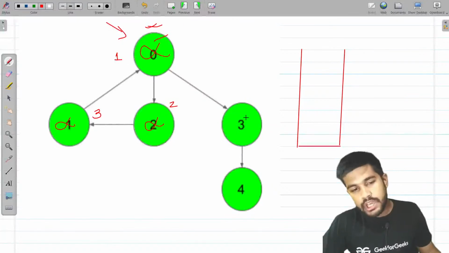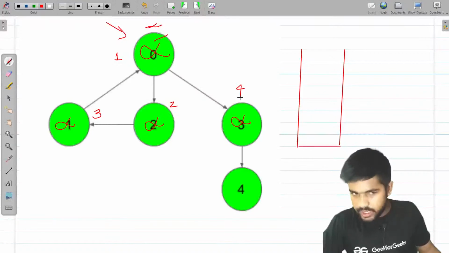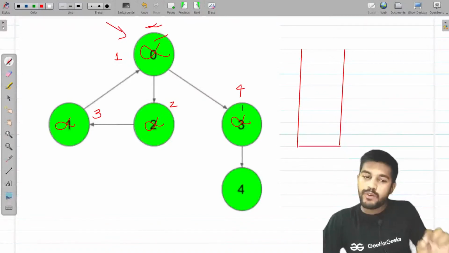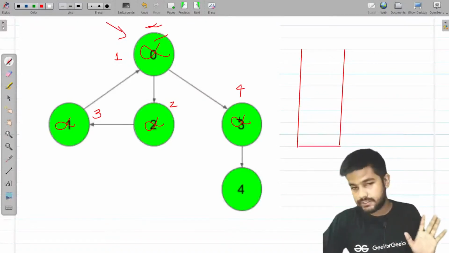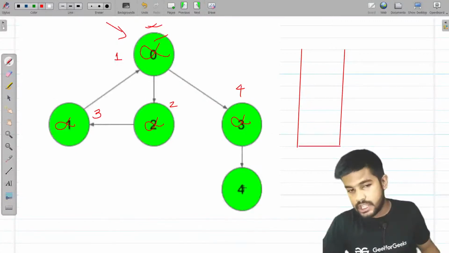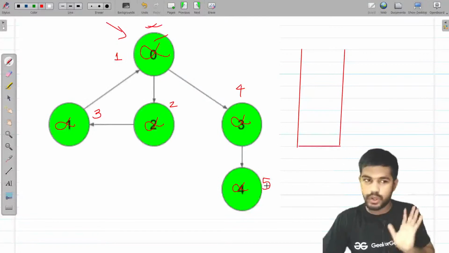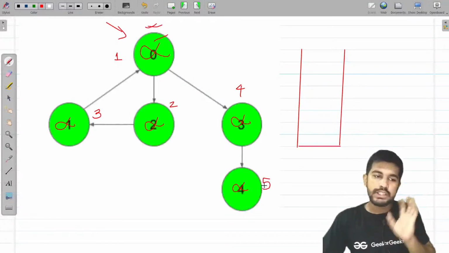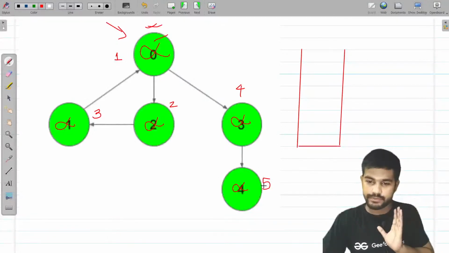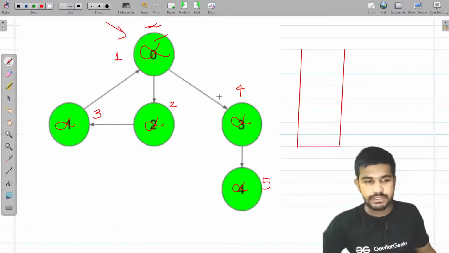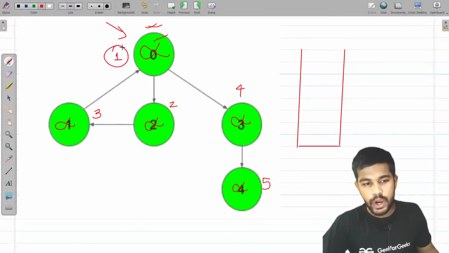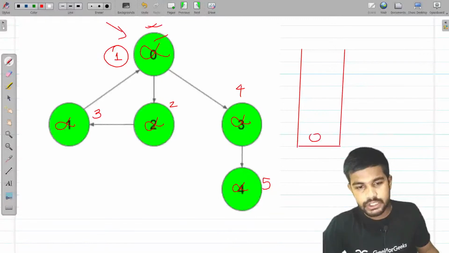So now we are making 3 visited, so this would be 4 itself. Okay, good to go. Then we are visiting 4 itself. Then we are visiting the neighbors of 3, that is 4, and this is 5. Good to go. So which was first visited? Which was first visited? 1, that is 0.